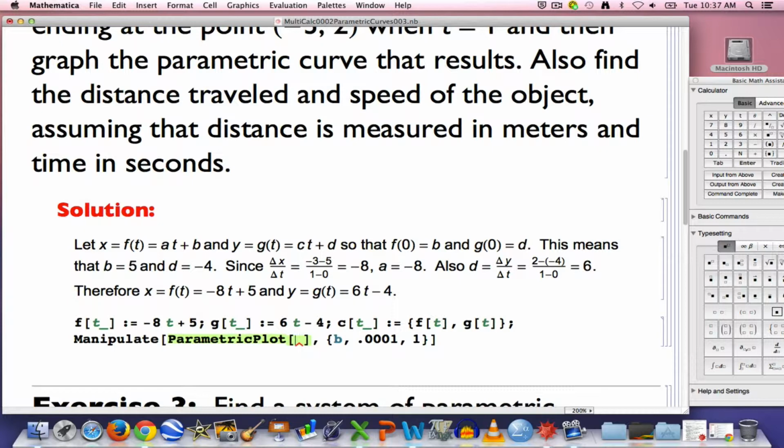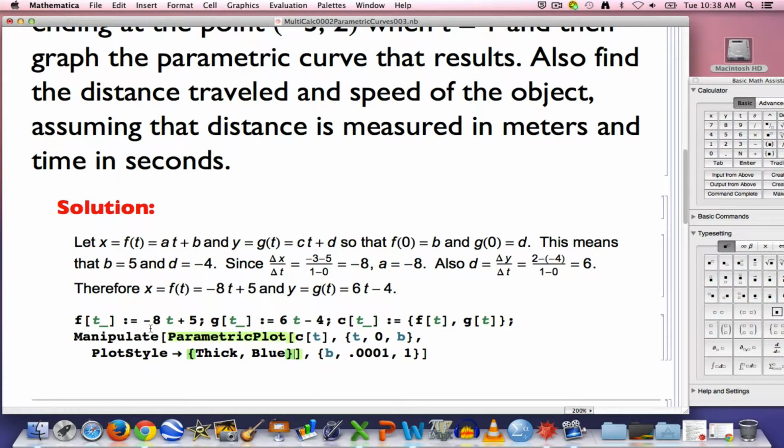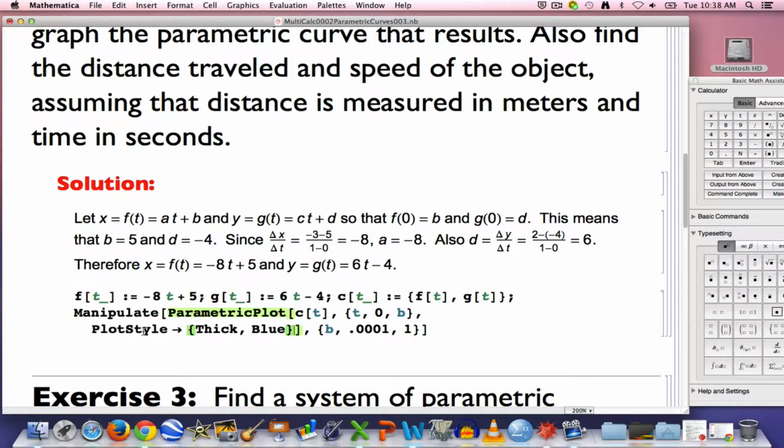I'm going to add some extra things in here too. I'm plotting c of t. T goes from 0 up to b. And let's make this thick blue this time to show you that we can do a different color. Alright, again, this is not going to be quite ideal. We'll see some non-ideal things about it, but I'll go ahead and hit shift return.